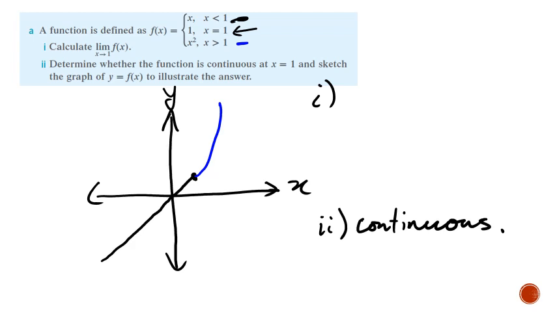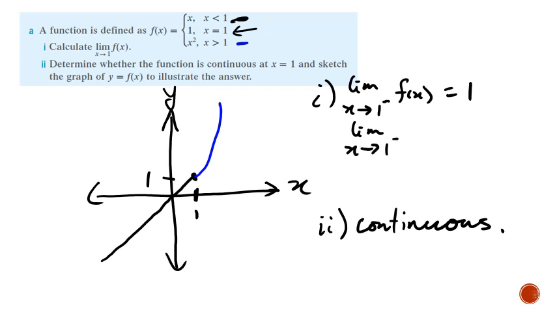Alright. Now for part 1, it says calculate the limit as x goes to 1. You need to do it for both left and right. Then if they're the same value, then you say the limit as x goes to 1 is f of x. So limit as x goes towards 1 from the negative side. Looking at the graph, what do you think you will get? 1, yep, because you sub in 1, you get a 1. And then the limit as x goes towards 1 from the positive side. What's 1 squared? 1.